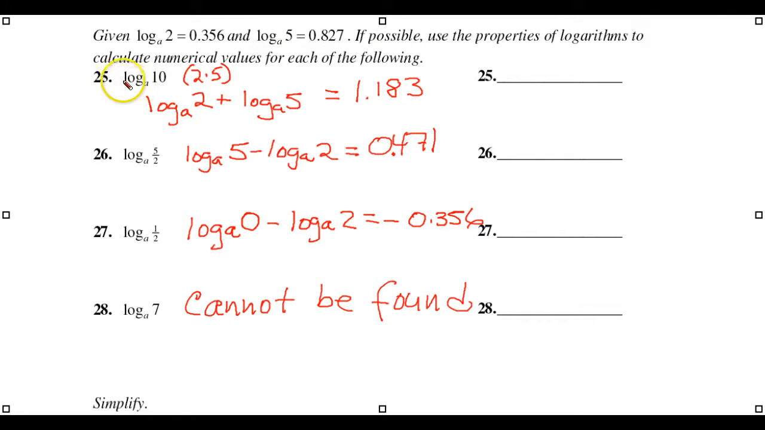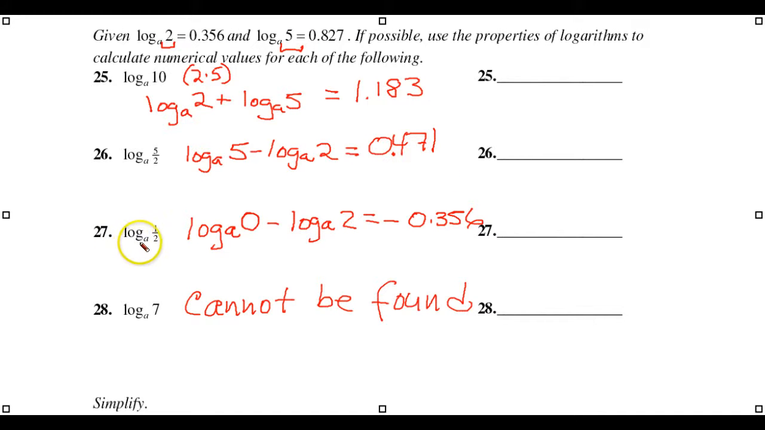Number 25, log base A of 10. Remember, 10 is 2 times 5. We had to tease that 10 apart so we can use these values up here. So now we just have to add these values together. The value of 2 plus the value of 5 is this. Now here it's already a 5 and a 2, but we know we have to subtract the 2. So it'll be this minus that gives us this answer.